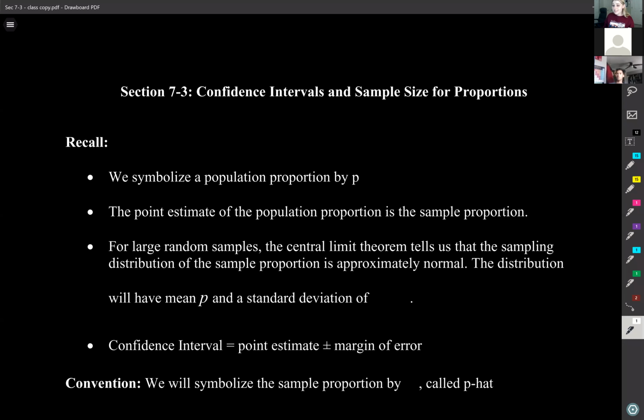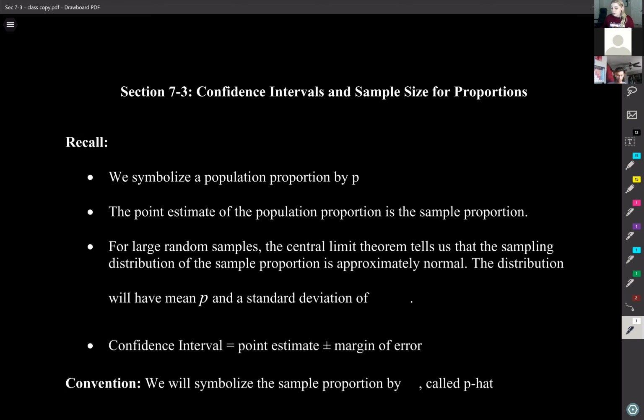So pretty similar, except for proportions, we're going back actually to using the z distribution, so the standard normal values. So we're going back to using that. The only time that you're going to use the t distribution values is when you're using the sample standard deviation.